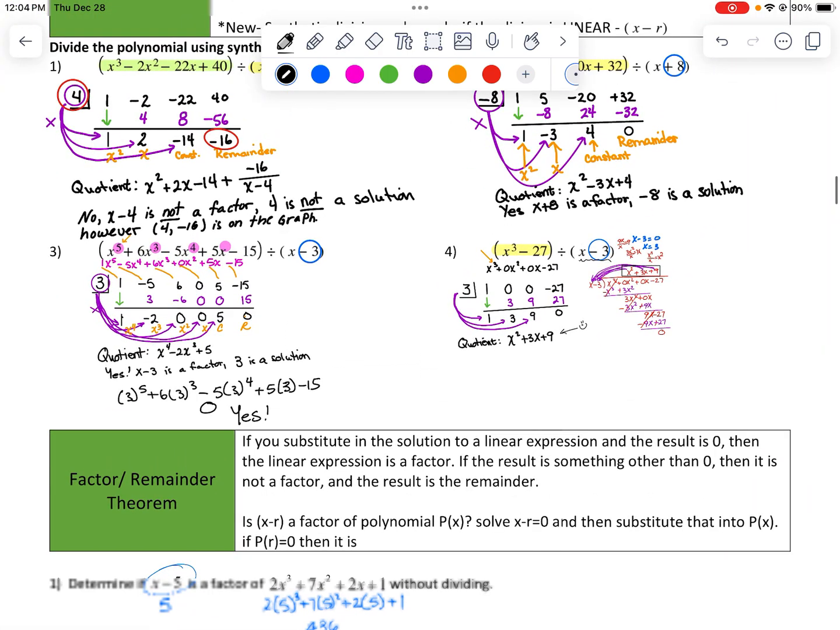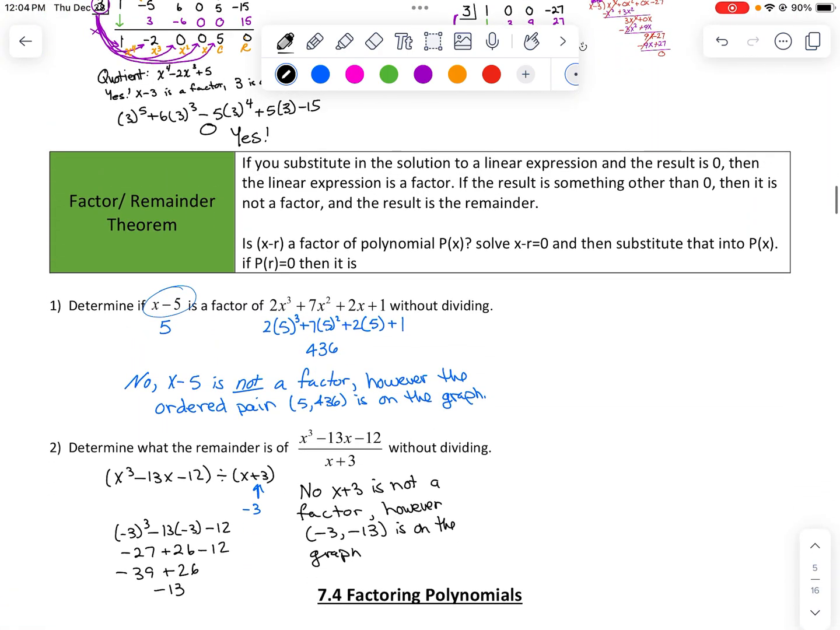But I didn't like the fact that the 2 examples in this set of notes were both no's. They would be yeses if we got 0. They're no's if you get any other number. All right, my friends, that is how you do synthetic division.